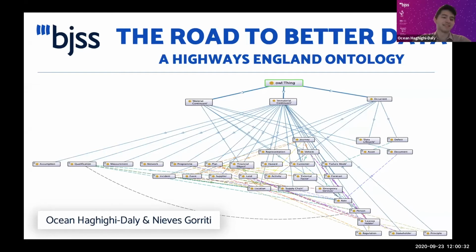Thank you. Yeah, hi, so my name's Ocean. I'm a data engineer at BGSS. From December last year to May this year, I was doing data modeling with Highways England to create an ontology, which we'll talk about in a second. Yeah, hi, I'm Neves. I'm a business and data analyst. As Ocean said, I've also been working on the Highways England project. I've been participating in the first phase of building the ontology model, and now I'm using the ontology model in the next stages. So we will go further in detail.